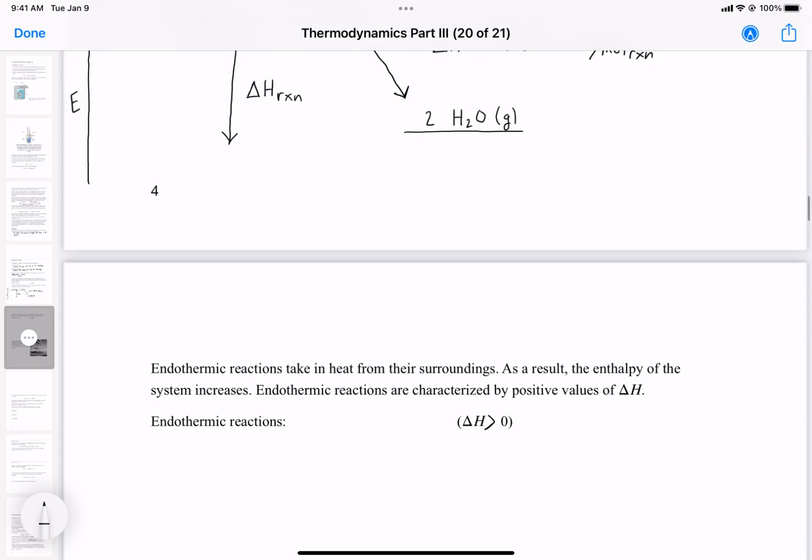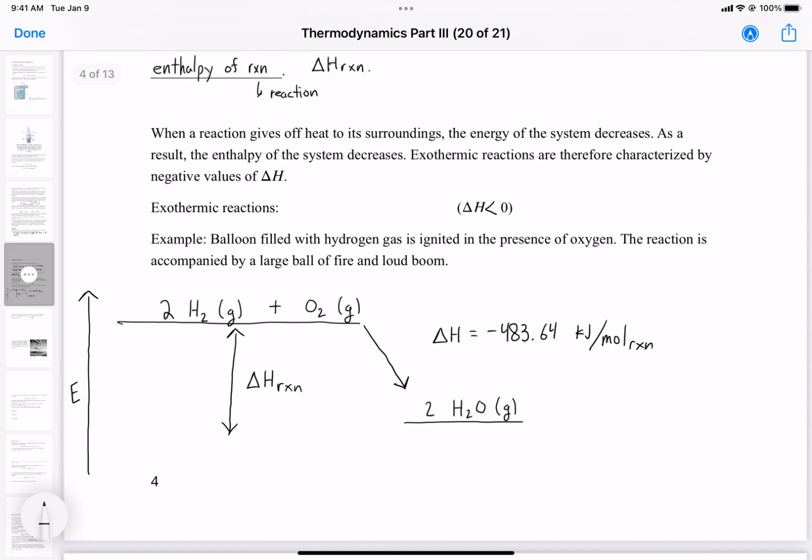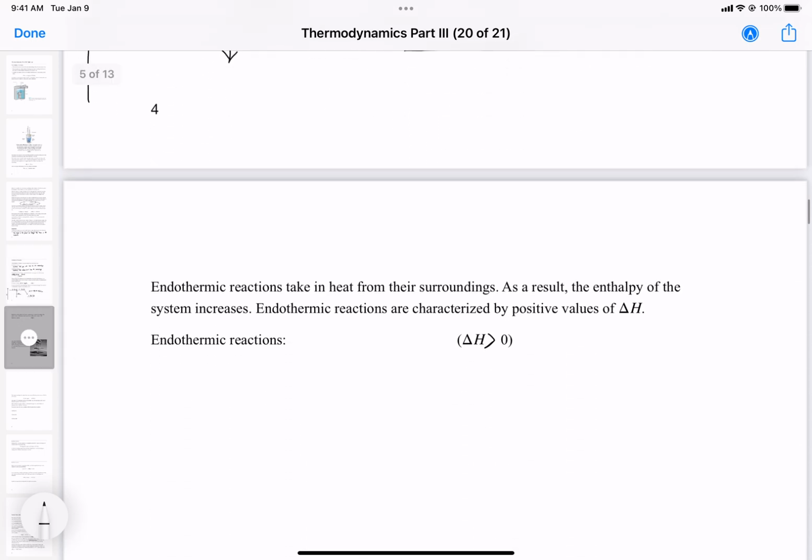Okay. Oh, I don't think I filled this out over here. So let's say delta H is negative. Okay, in this case, delta H is positive.